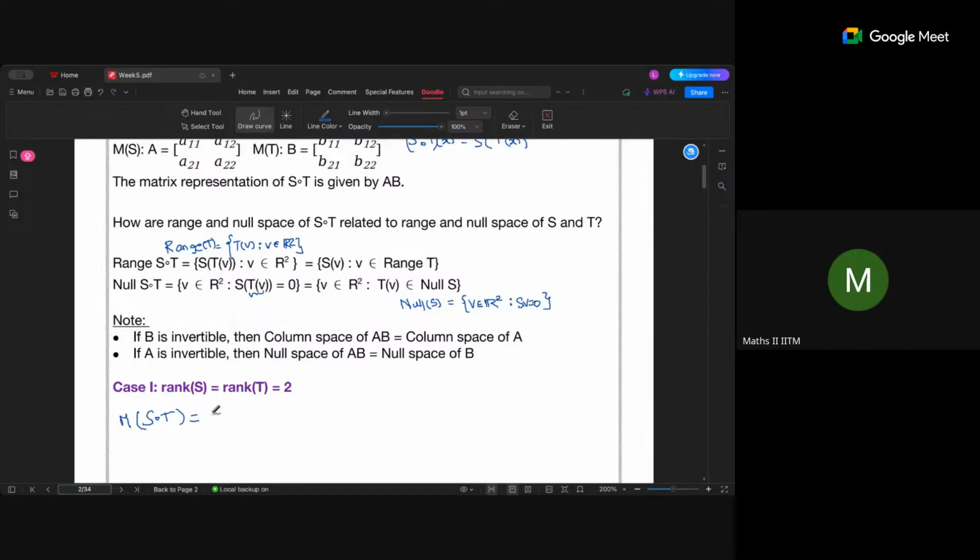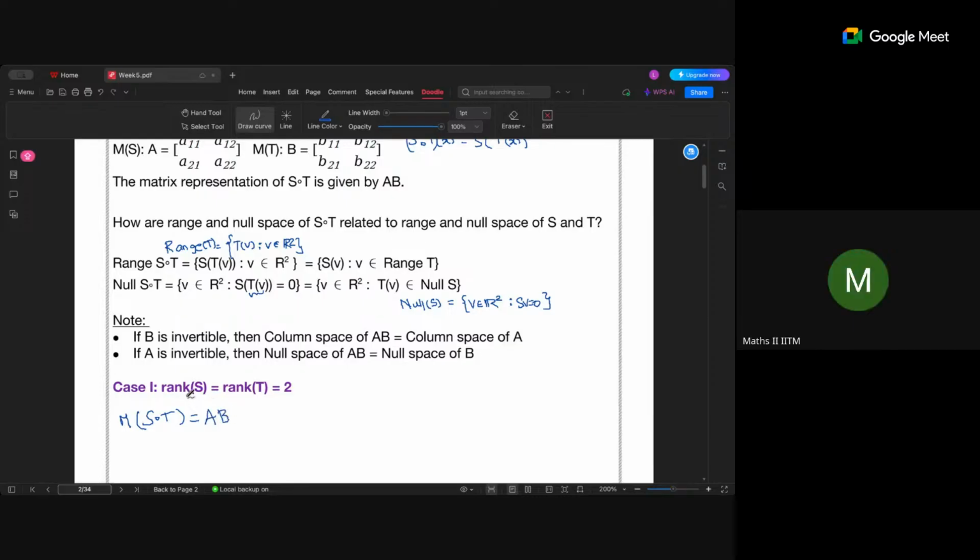What is the matrix representation of S composition T? It's on the same page. The answer. The matrix representation. Someone said AB. A and B, A into B, right? Yeah, the product AB.